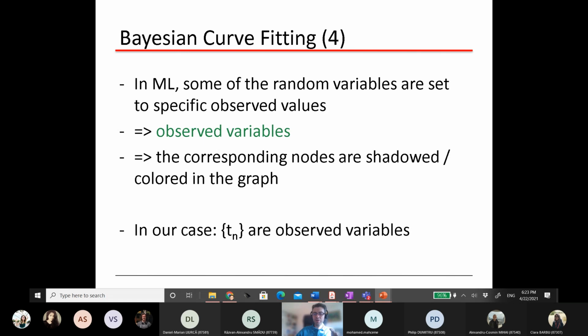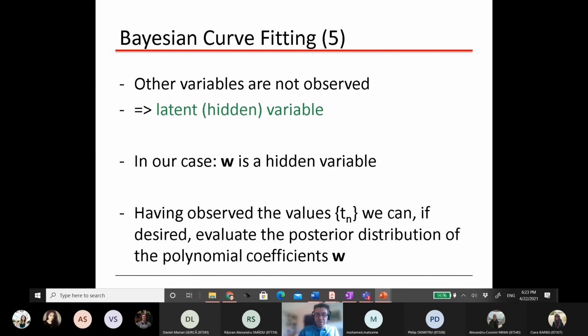So what I say right now, in machine learning models, some of the random variables are set to specific values, and these values are observed. This is why they are set. They are given from the environment. They are given from the problems that we solve. So these are called observed random variables, and in Bayesian networks, these nodes are shadowed or colored. And in our case, the targets in the training set, so Tn, the targets are the observed variables. The other variables which are not observed are called latent or hidden variables. And in our case, we have only one, W, the weights of the model.